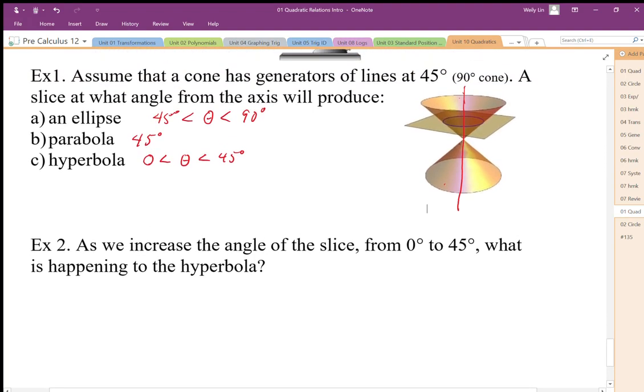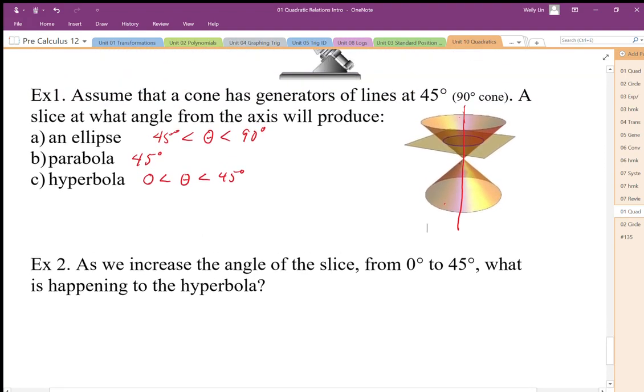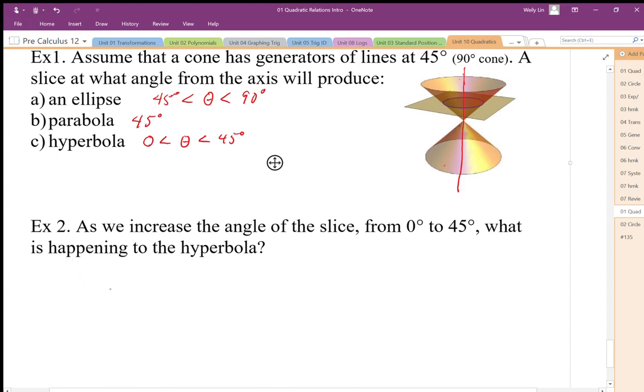So as we increase the slice of a 0 degree hyperbola, so straight up and down, as we increase it to 45 degrees, as we get it toward looking more like the parabola, what is happening to the hyperbola? Well, what's going to happen is we're going to end up with kind of a wide hyperbola like this. This is actually called a rectangular hyperbola.